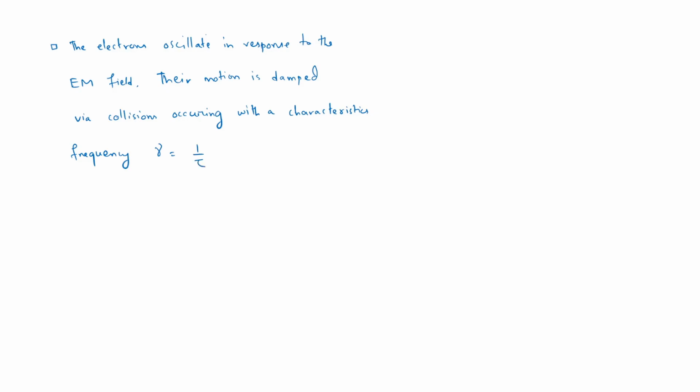So this is a frequency and it has a unit of 1 by tau, where tau has a unit of time, and this tau is also called the relaxation time. So this tau has another interpretation also. Tau is the average time for which the electron can move without colliding with another electron, and typically it is at room temperature.